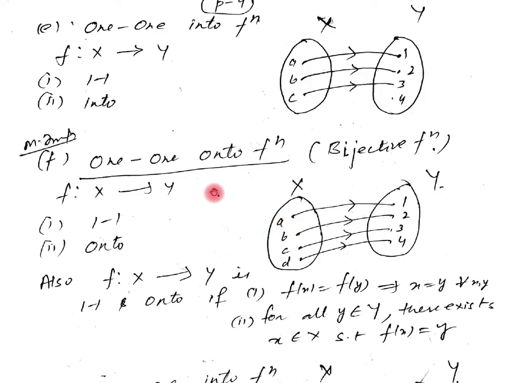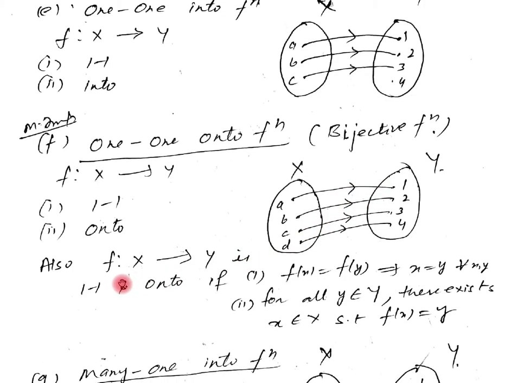Whenever the function is bijective, always we are having the mapping of this type. Different elements have different images. There is no element in y which does not have any pre-image in x. So therefore this type of function is known as bijective function. Also, f is a function from x to y, is one-one and onto. Number 1, one-one: if the images are equal, then the elements are equal, or we can say if the elements are unequal, then their images are unequal.